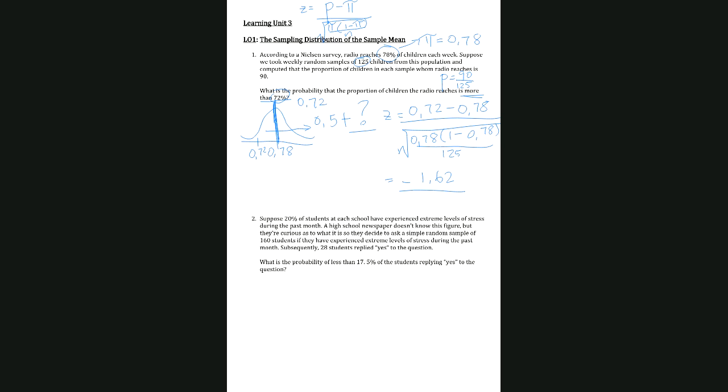You're then going to take this to your Z table. Remember, when it's a negative value, you ignore the negative sign and you just work with the value itself. So I'm just going to pull up the table for you.